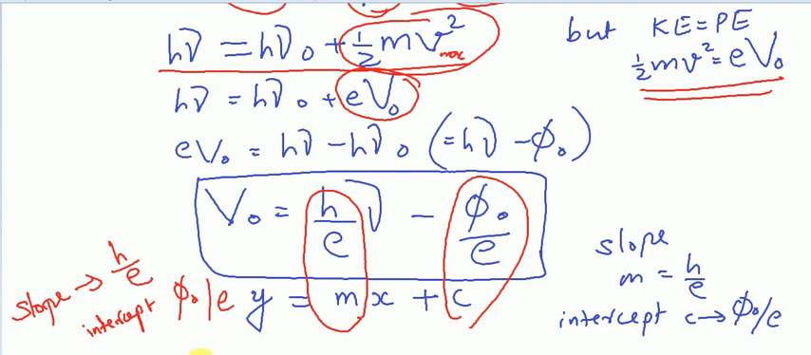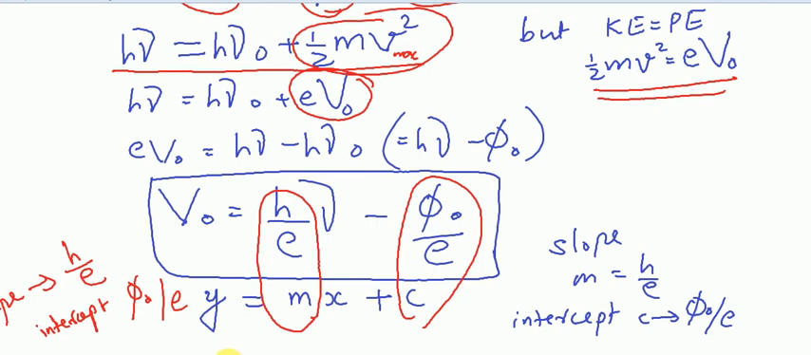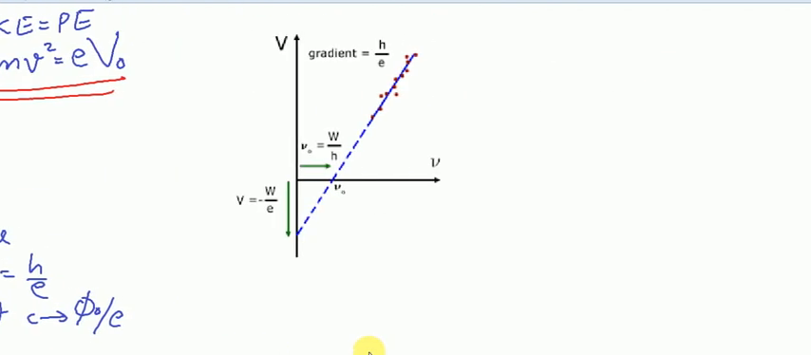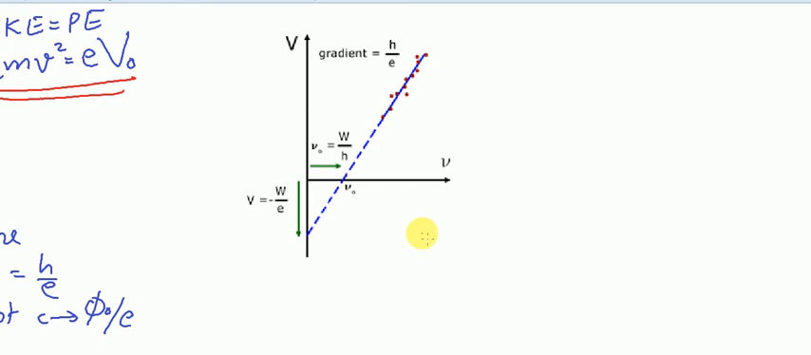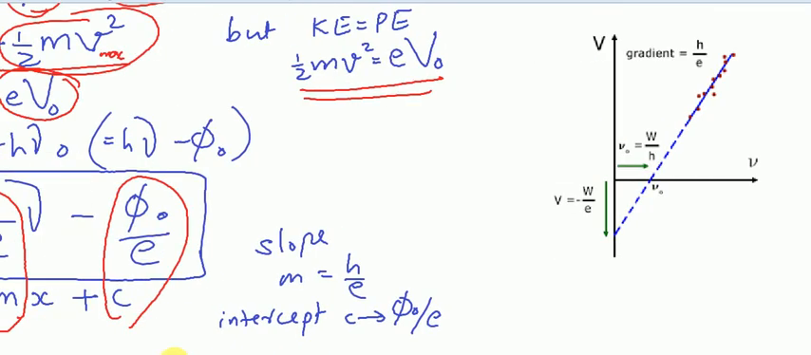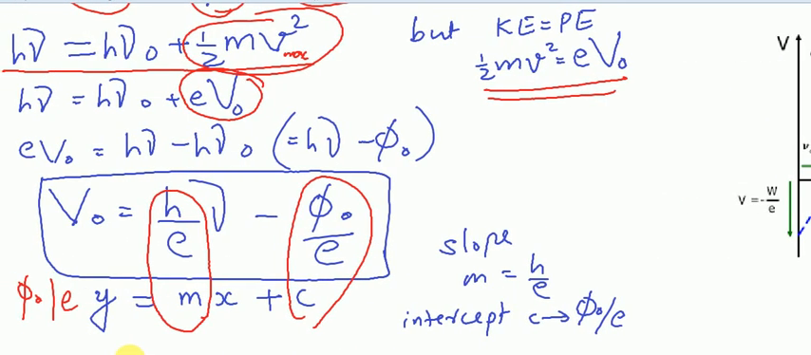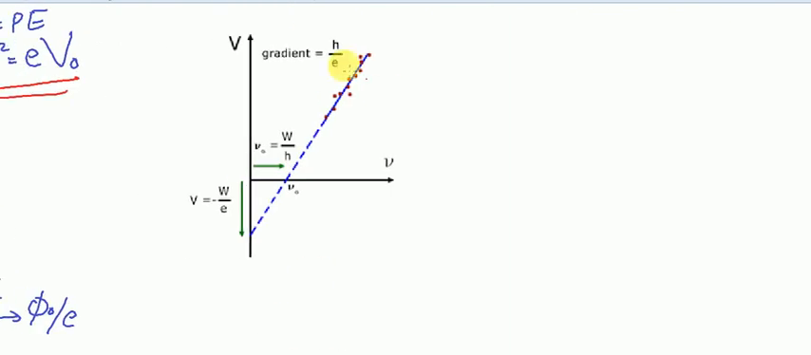Then another scientist, Millikan, tested these experimental explanations of Einstein, and he plotted a graph between frequency and potential. This is the graph he obtained. We learned from the previous equation that the slope of the graph is equal to h by e, and the intercept on the y-axis is equal to phi 0 divided by e.